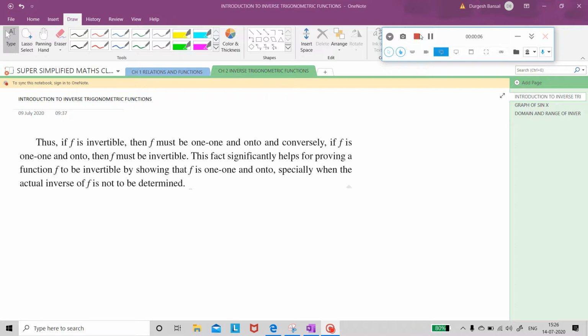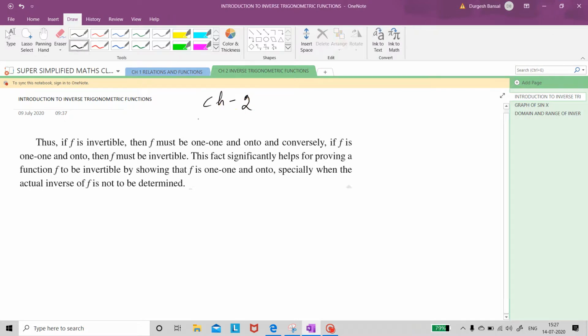And today we are going to start chapter 2 of class 12th mathematics. That is inverse trigonometric functions.